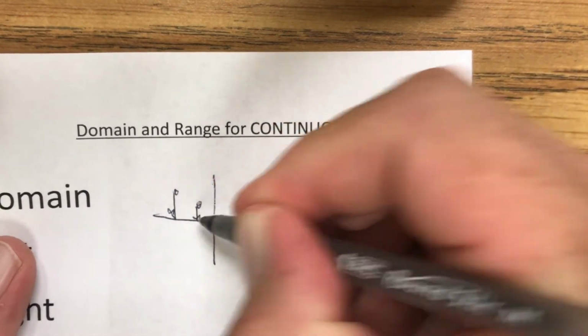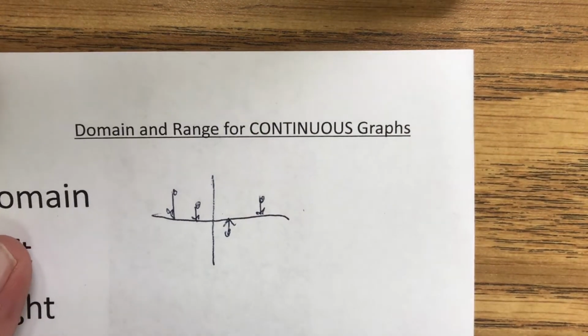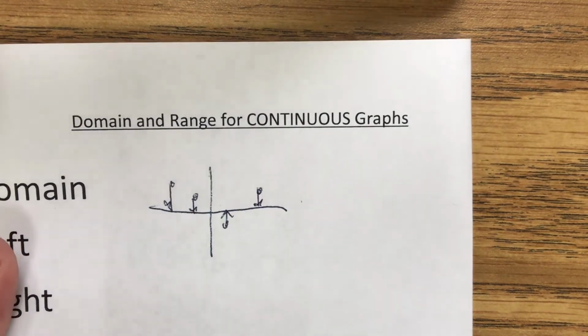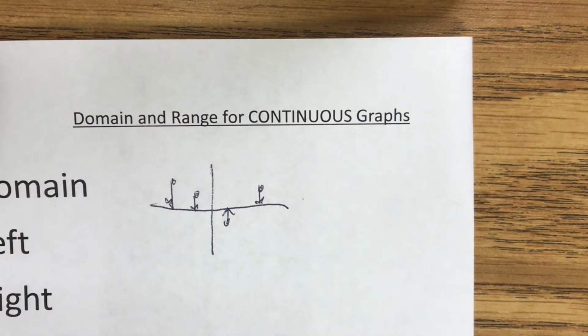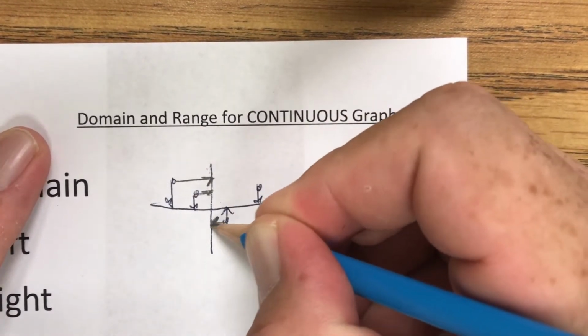And then we just had to find which x values, or what numbers, those dots were touching on the x-axis. And then we also had to find the y values for the range, which were the ones where the dots were touching the y-axis.